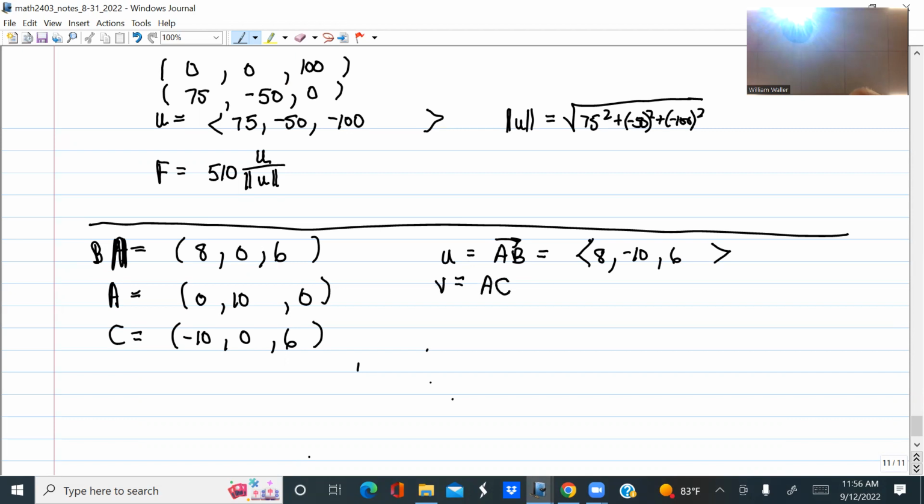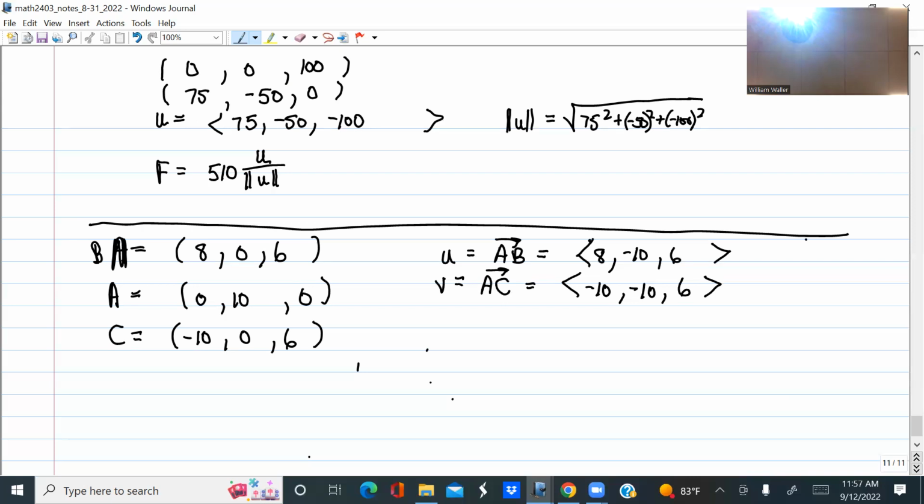And then let's call V the other vector which we're interested in, the one from A to C, okay? And so minus 10, is it minus 10 again? And 6? All right. Okay, so those are the vectors that geometrically represent the ropes, right? But they're not representing the force because the magnitudes are not correct. So how do we fix the magnitudes?